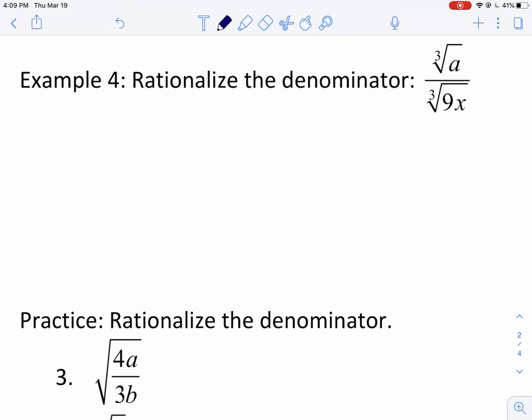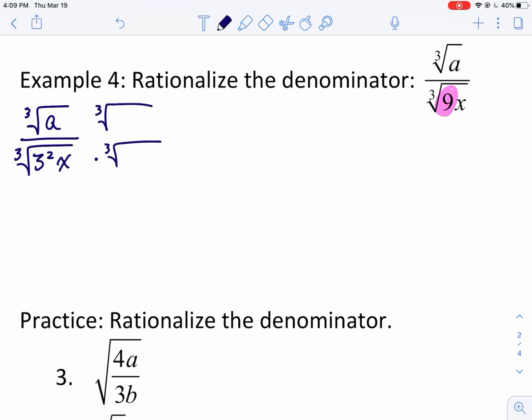Okay, so example 4, very similar to example 2 from last class. Now we're dealing with variables. So it's already been separated. So I have the cubed root of a over the cubed root of, and I'm going to rewrite this 9 as 3 squared, and I'm just going to leave the x. So now I need to multiply the top and bottom by the cubed root of, don't drop your index, that's super important.